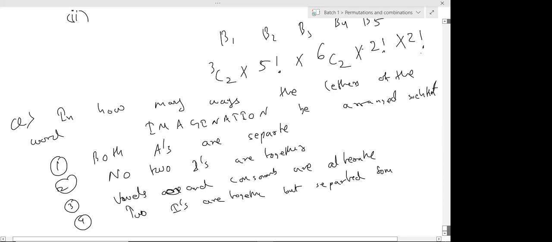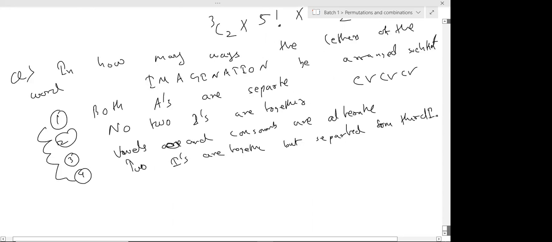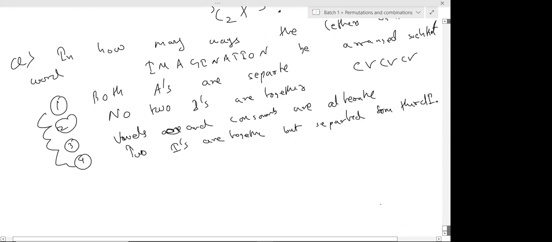So on third, vowels and consonants are? Alternately, one consonant then vowel, consonant then vowel, consonant then vowel, like that. Okay, sir. All right, two I's are together but separated from the third I. Try to solve all the questions we did previously, all the parts. So think very slowly, very clearly, then solve this question part by part.